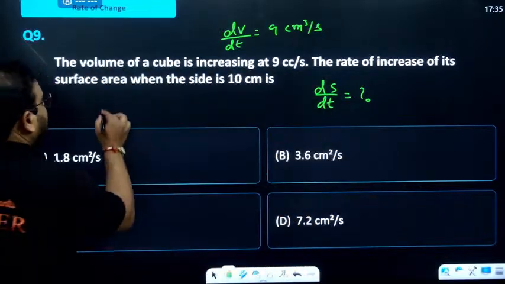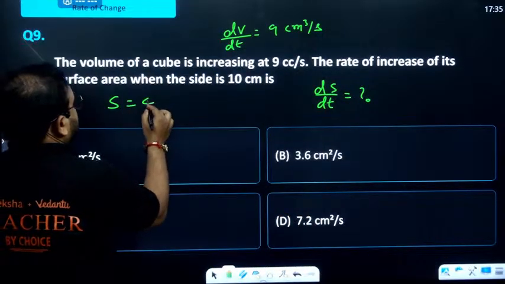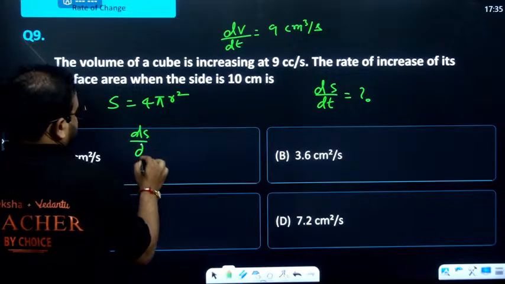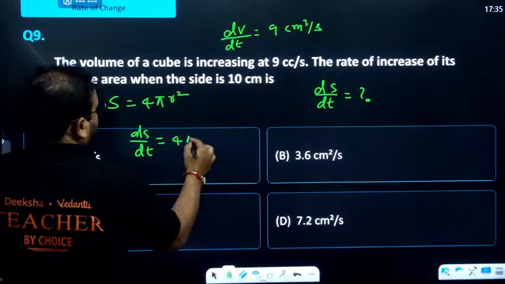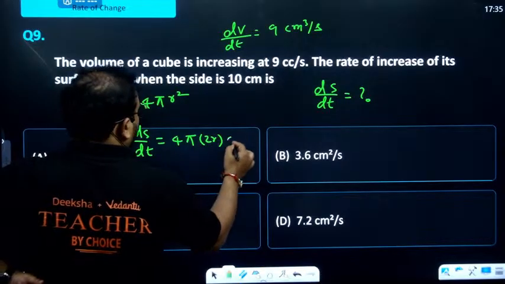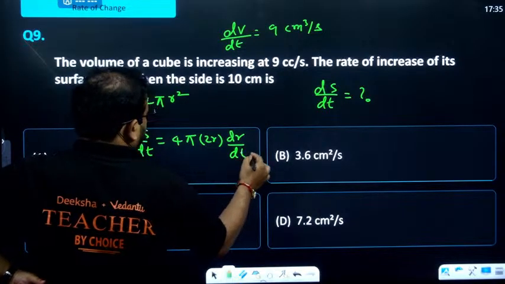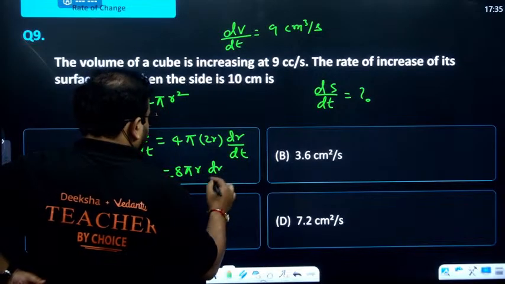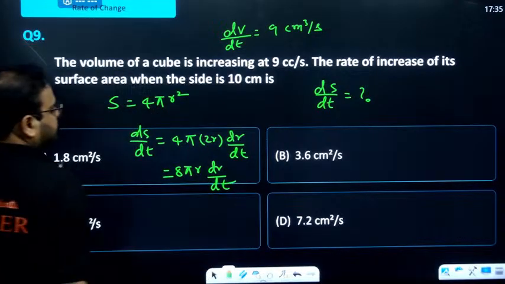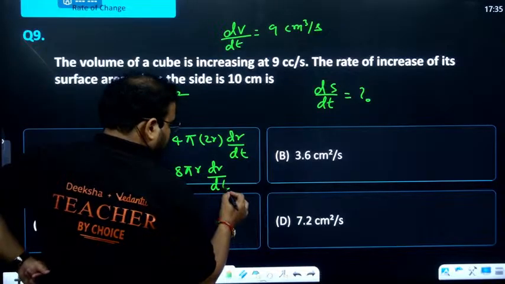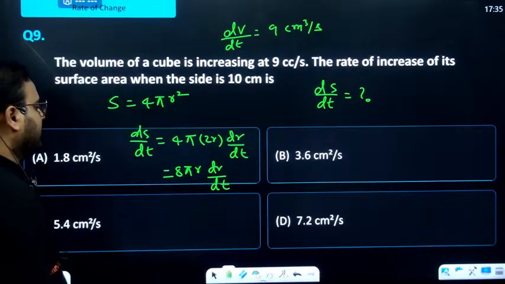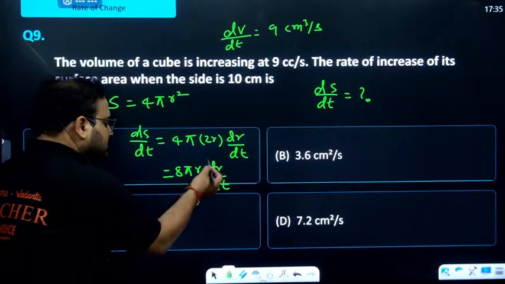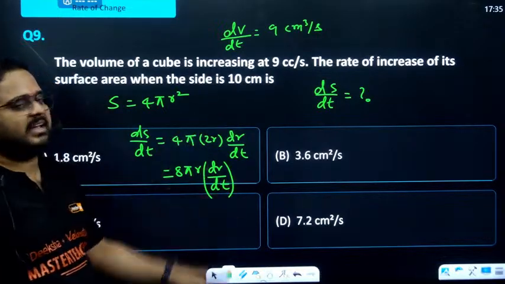If you look at the formula for this S, this is 4 pi r square. Differentiate this: 4 into pi into 2r dr by dt. I'll get 8 pi r dr by dt. This is what I'm getting. So my problem is this missing value, because r I have as 10, but dr by dt I don't have.